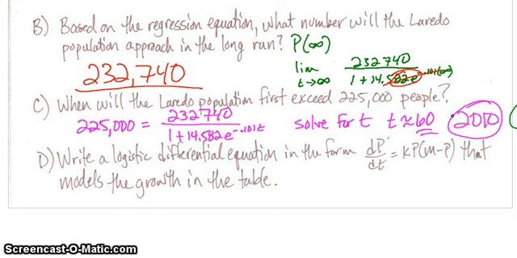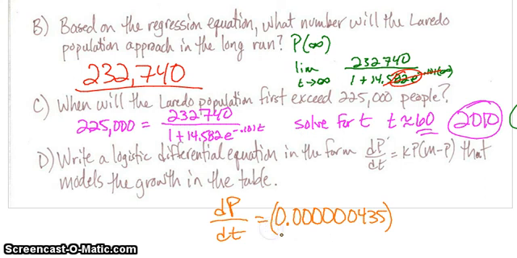And last, we want to write dp dt in terms of k times p times m minus p. So easily enough, we just have to figure this out. All right, and we can plug it in. We've got our beautiful dp dt is equal to, okay, we solved for our k. We've got our equation. We're good to go.